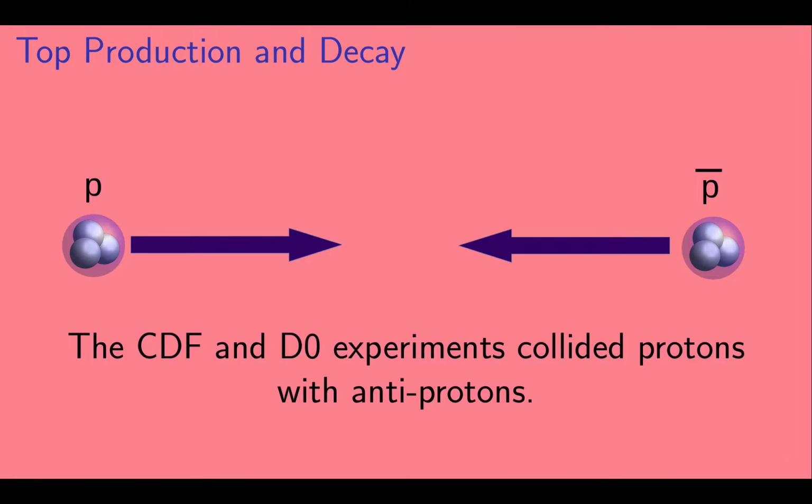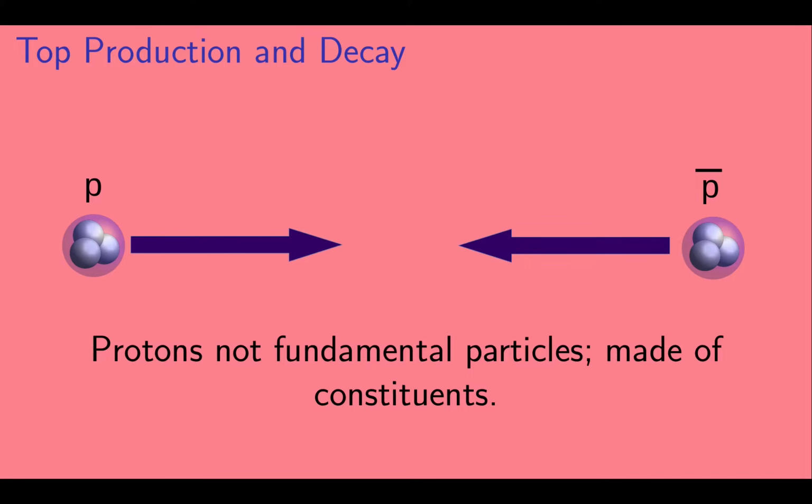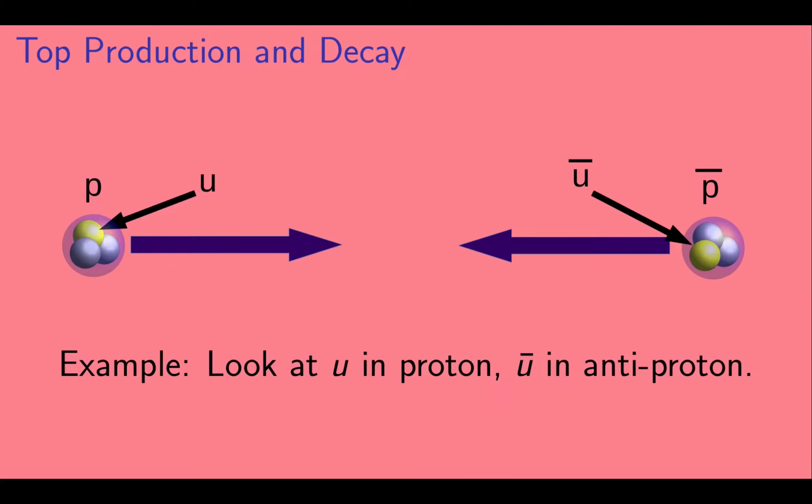The CDF and D0 experiments collided protons with antiprotons at a center of mass energy of 1.8 TeV. Now, protons are not fundamental particles. They are made of constituents. So, for example, we can consider an up quark in the proton and an up anti-quark in the antiproton.